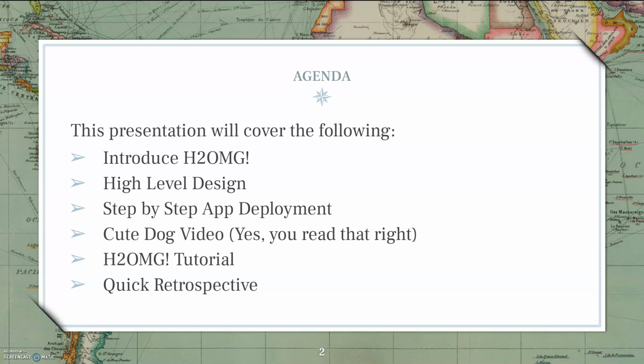So first, I will introduce my project, which is called H2OMG. I'll describe the high-level design. I'll go step by step on how to deploy my app in Google Cloud. I will show a cute dog video while we wait for that deployment. There will be a tutorial. I'll show you how to use my web app, and a quick retrospective to round out the presentation.